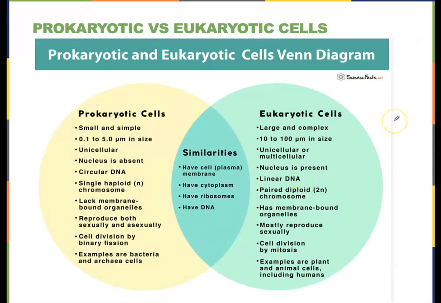All right, so lastly, we're going to wrap up with prokaryotic versus eukaryotic cells. This is a nice Venn diagram where prokaryotic cells are small and simple. They're largely measured in 0.1 to 5 micrometers. Eukaryotic cells are larger than that, 10 to 100 micrometers. So you can see they're almost 100 times bigger.